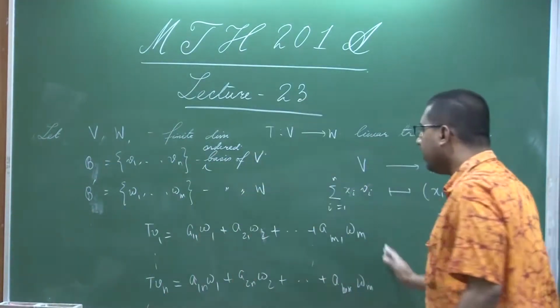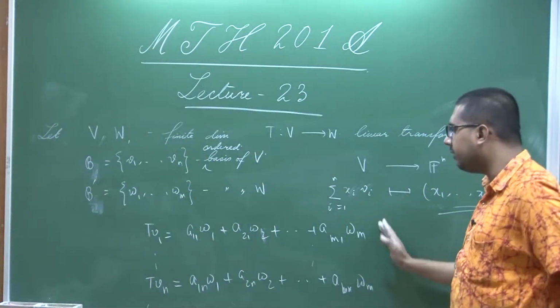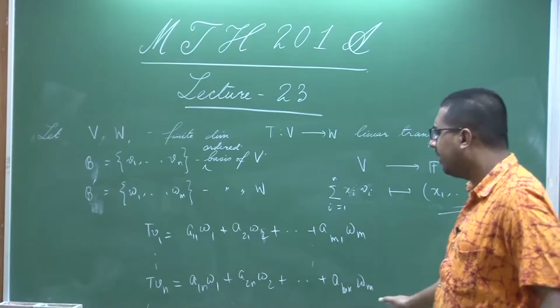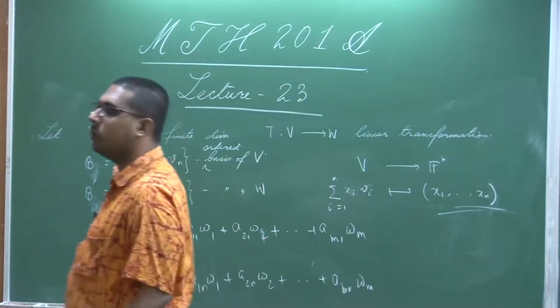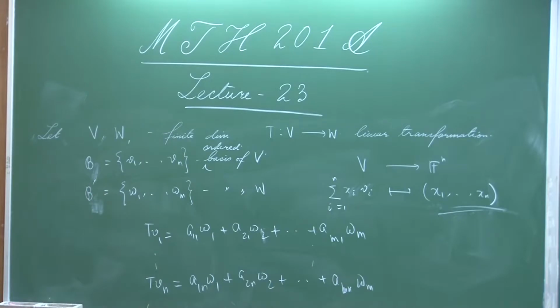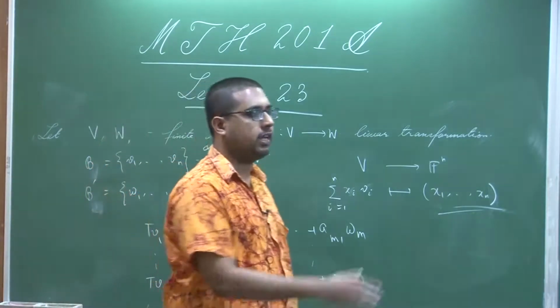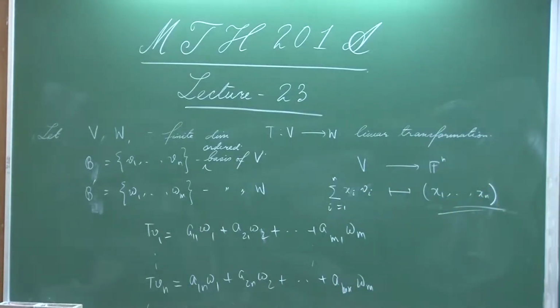So why do we need to look at these? Because, in order to know a linear transformation, it is enough if we know the images of a fixed basis, right? Fine. So now we just introduce the matrix of the linear transformation, and then with that I will stop. In the next lecture I will continue with that.